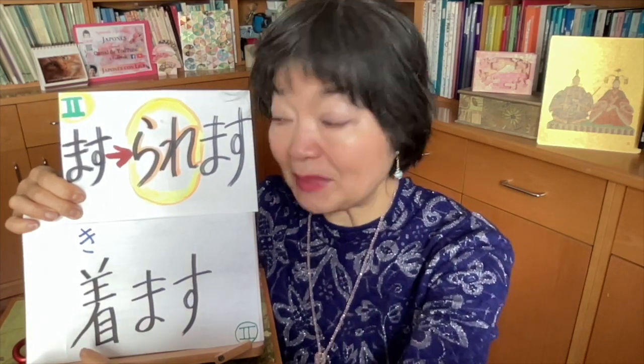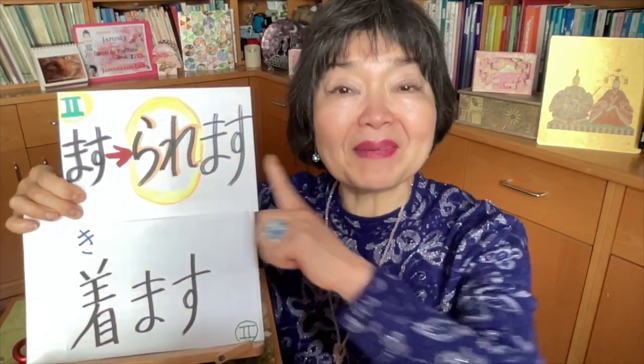One of these exceptions is this verb, 来ます, with this kanji. This is group 2. And only the sound is 来ます and it seems like the third group, right? 来ます, to come. But this 来ます with this kanji is to put on some clothes. So 着られます, I can put on some clothes. 着られます.